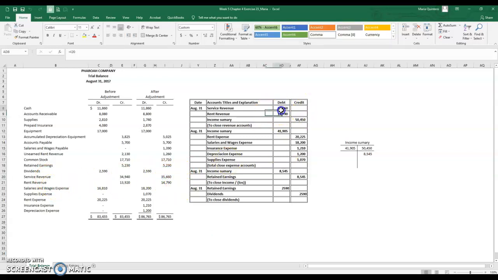We put service revenue, then rent revenue. To close the account, income summary is the sum of those accounts.